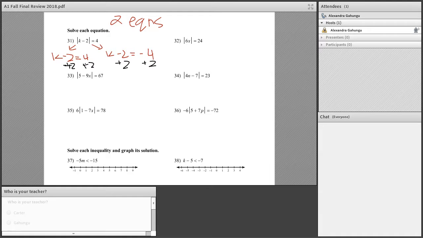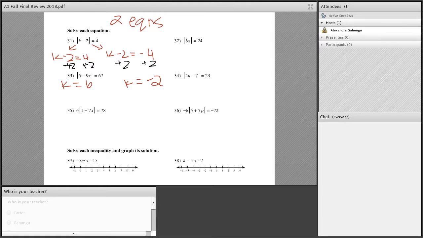We'll get 2 different answers. We will get that k is equal to 6. And the other value of k that will make this equation true is -2. And again, you can always check: if you plug in 6 for k or -2 for k, and take the absolute value, you will be able to get 4.